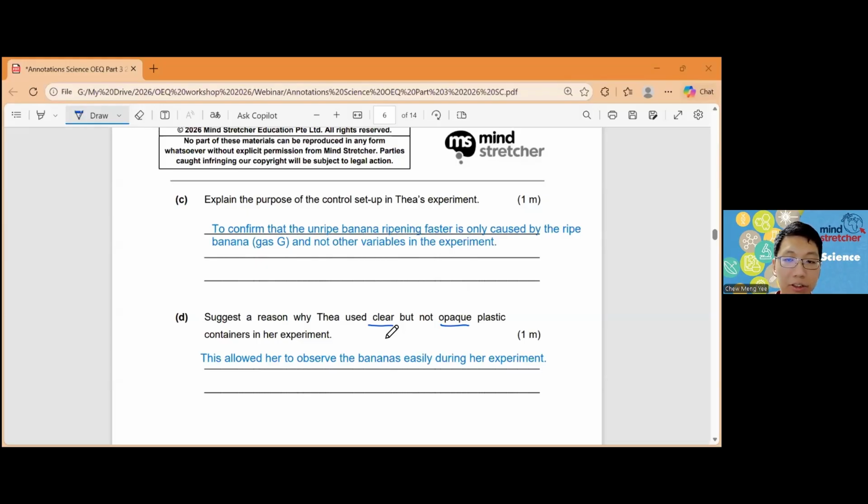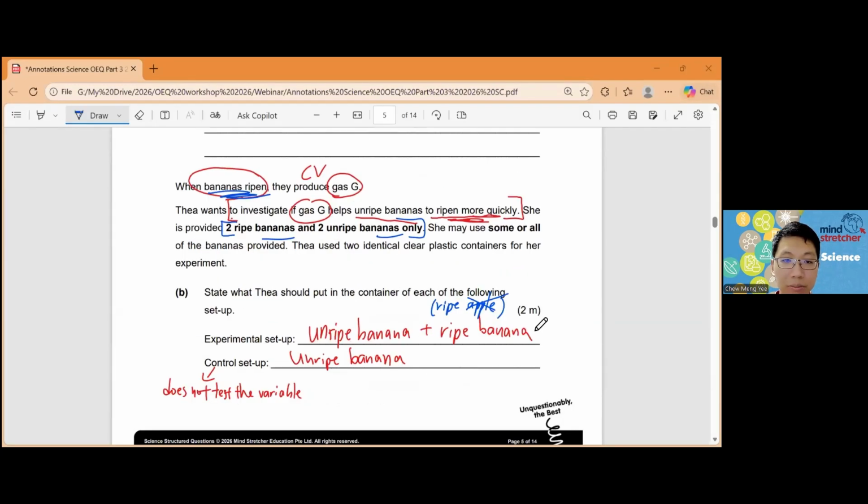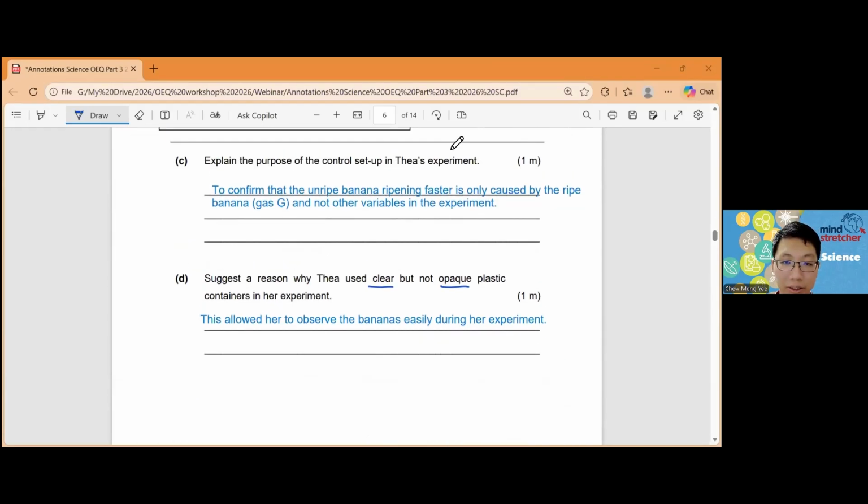In this case, it's not about trapping the sunlight, because trapping the sunlight is part A. Subsequently, B and C are not about trapping sunlight. They can ripen without the presence of sunlight. It's more for the scientist here to record her observations. All right.